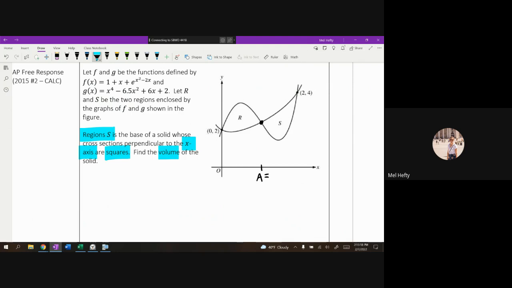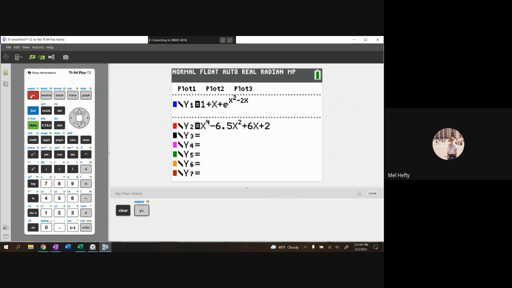So remember, like I said last time, this was part of a full free response question. The question we did last time where we found the area was the first part of our problem, and this was part B. I think C had you doing rotation. So the first thing we would do if we were on the actual AP test is right away stick f of x in y1 and g of x in y2. I'm going to do that, but I think mine are already in there.